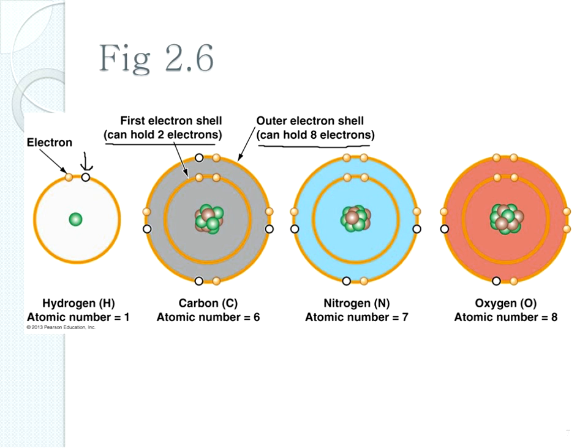Nitrogen has an atomic number of 7. So it has 7 protons in the nucleus, 7 electrons, 2 in the first electron shell, and the remaining 5 go in the next one. That leaves 3 empty spaces. Oxygen has an atomic number of 8. 8 protons, 8 electrons. 2 can go in the first electron shell. The remaining 6 go in the next electron shell. And since that electron shell can hold up to 8, there are 2 empty spaces.